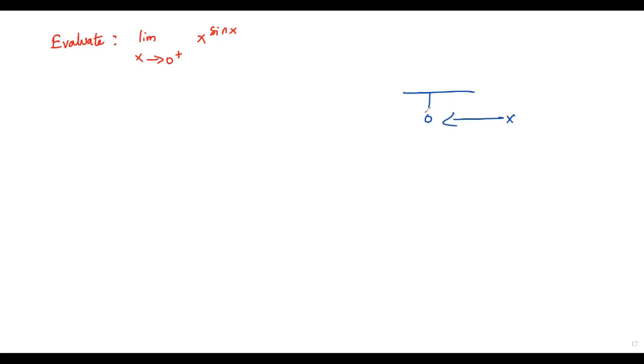So x approaches the value 0, getting closer and closer to 0 from its right side. That is, x will take values like 0.1, 0.01, 0.001, 0.0001. In this way, x is getting smaller and smaller, so it approaches 0. But x approaches 0 only from its right side, not from the left side.